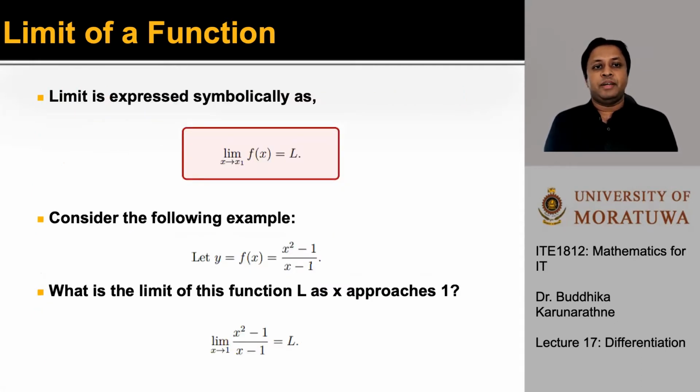So we will formally define the limit of a function. Symbolically, it is written as what you see on the slide. Limit of f(x) when x approaches x1 is equal to L. Let's take an example. We define a function y or f(x), which is defined as (x squared minus 1) over (x minus 1). So if you are asked to investigate the limit of this function as x approaches 1, let's see how we do that in a very simple way.